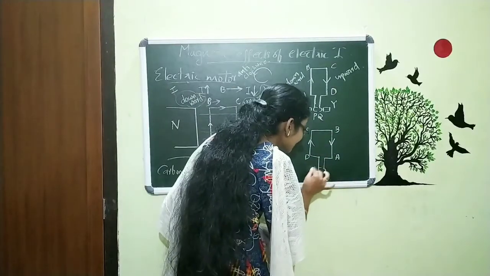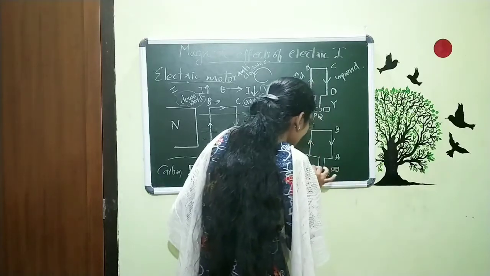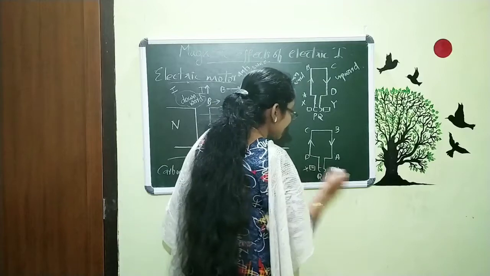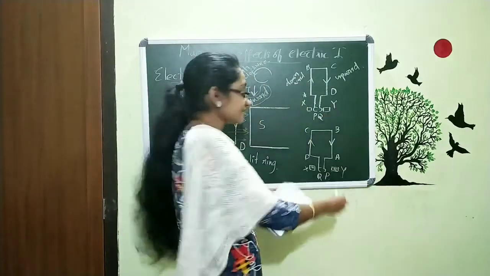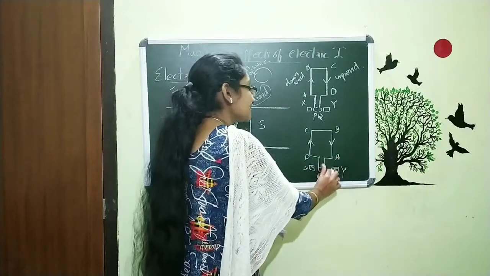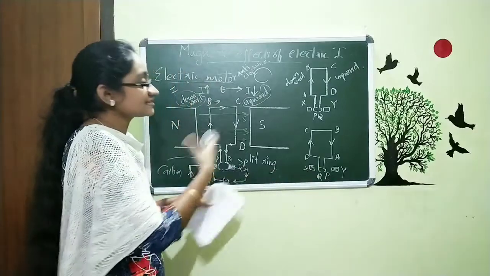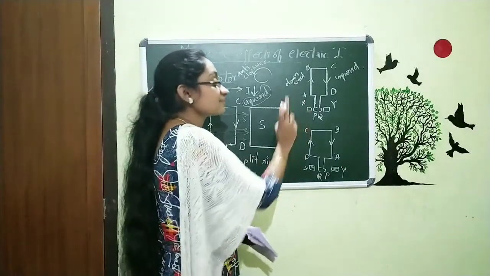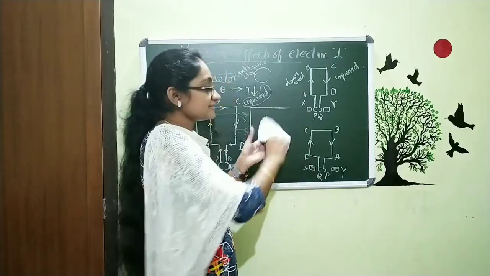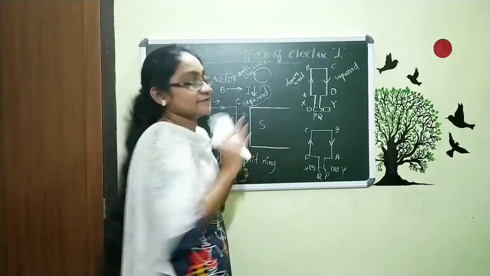But these brushes are still, that is constant there, and that is X and Y. We are just meaning here that the brushes are still there and the split rings and the coil are getting rotated. When they are rotated, they get displaced and so the direction of the current gets reversed, and that's why it is always rotating in a particular direction.